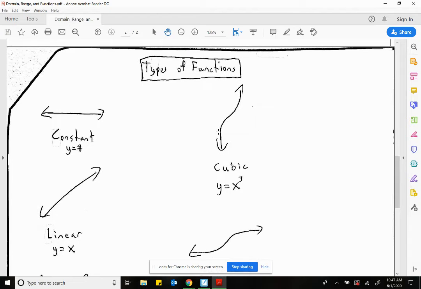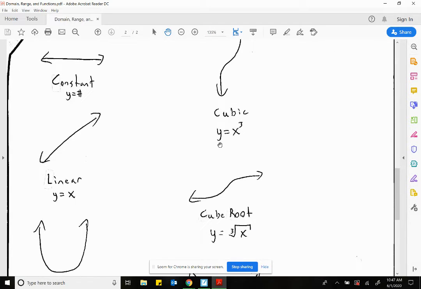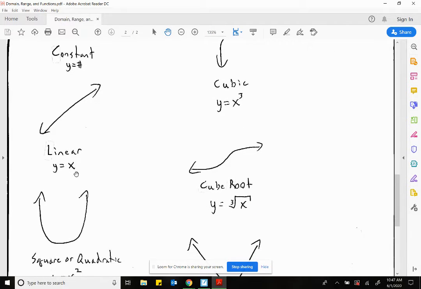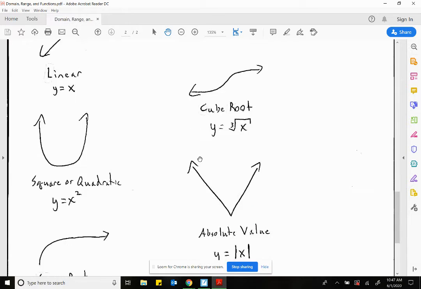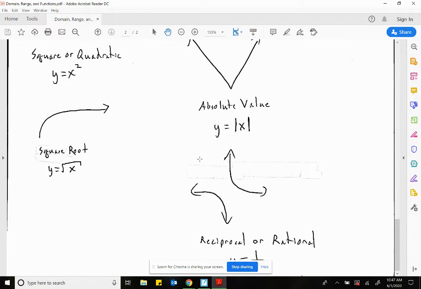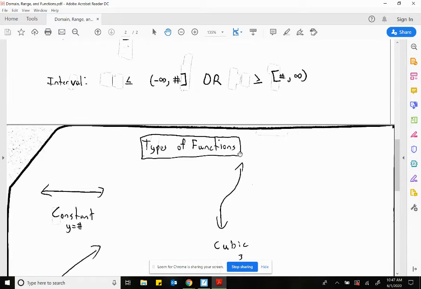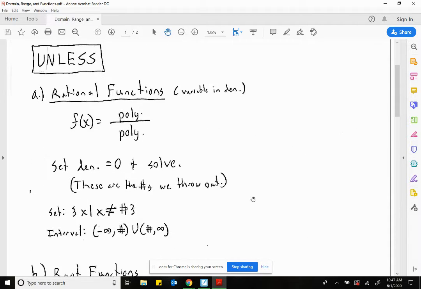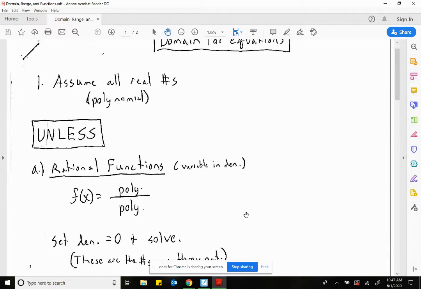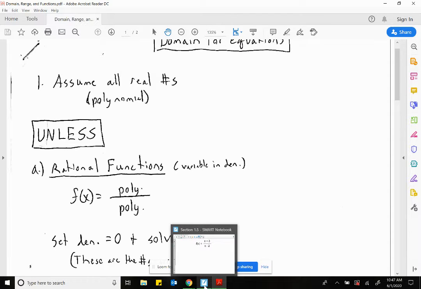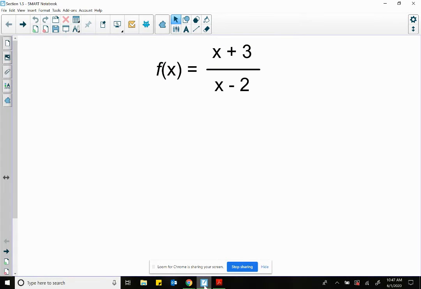Down below that, I have given you the types of functions and their equations that you need to know. So these are the types of functions and different equations that we deal with. Let's first start off with finding the domain of equations. I've got this equation here.